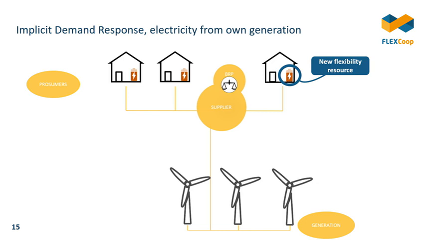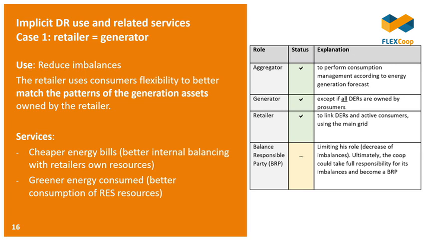to BRP and balancing. Laying this down on this slide, so in that case where the retailer is the generator, the aim is reducing imbalances, and the retailer uses consumers' flexibility to better match the patterns of the generation assets owned by the retailer. Looking on the right side at the roles, the cooperative here is both an aggregator, but in that case it would be limited to performing consumption management according to energy generation forecast. So this means that any automation that could be needed on the consumer side can be performed by the retailer.